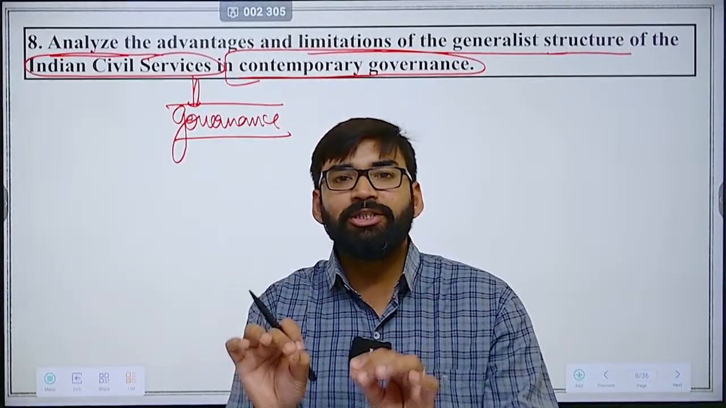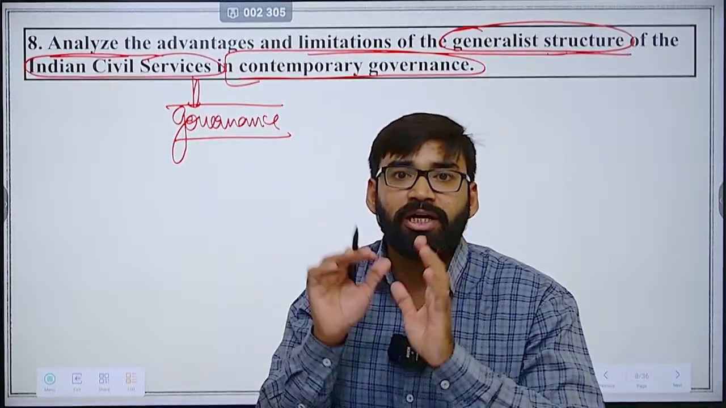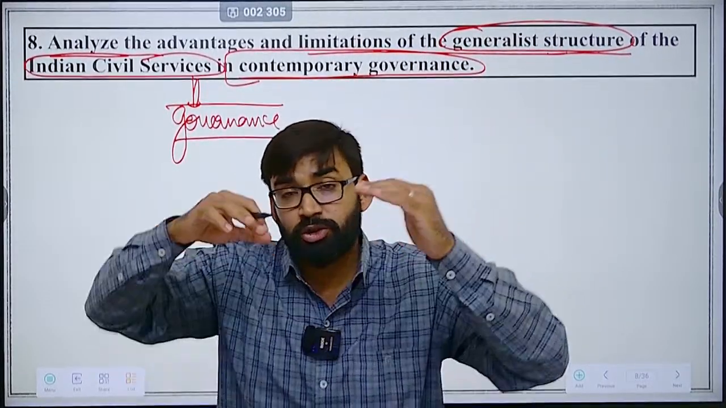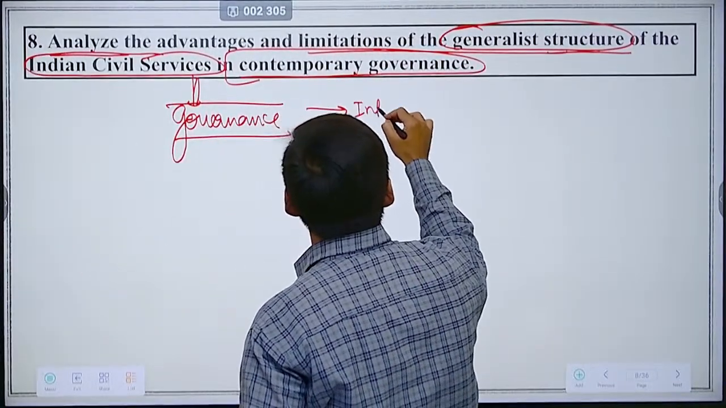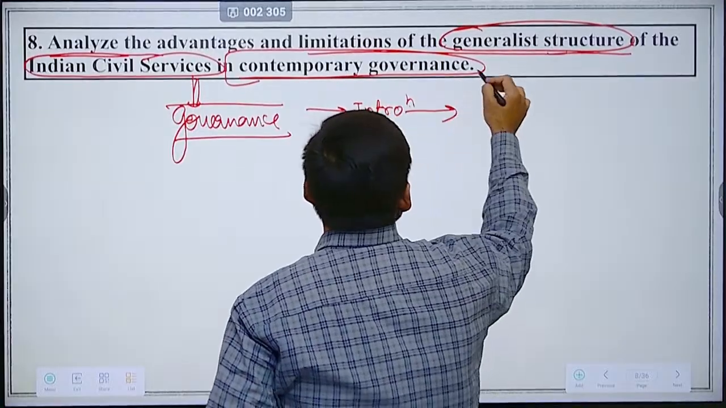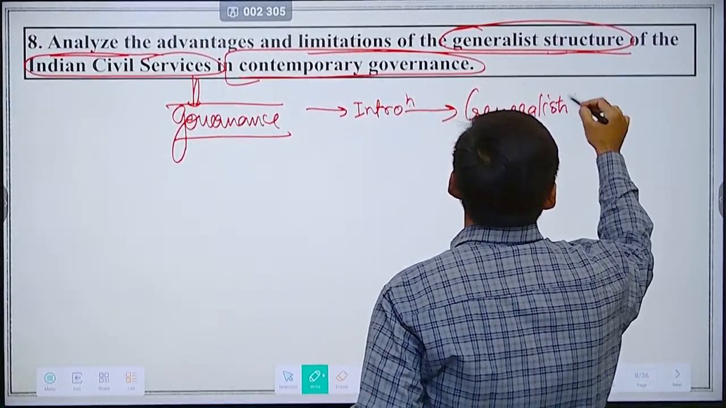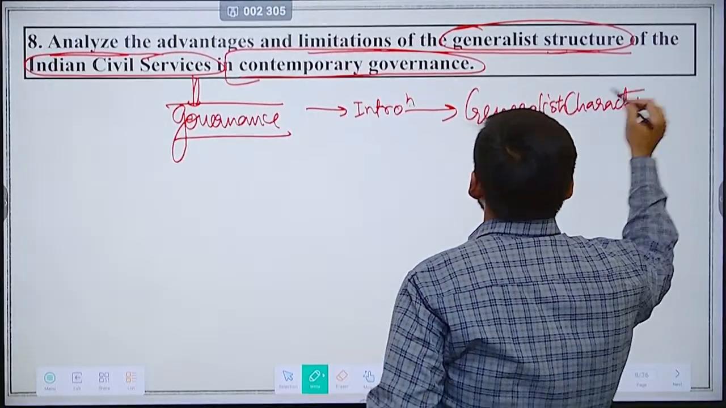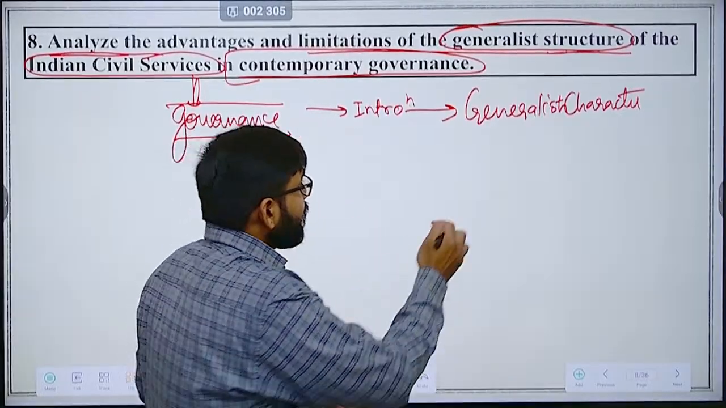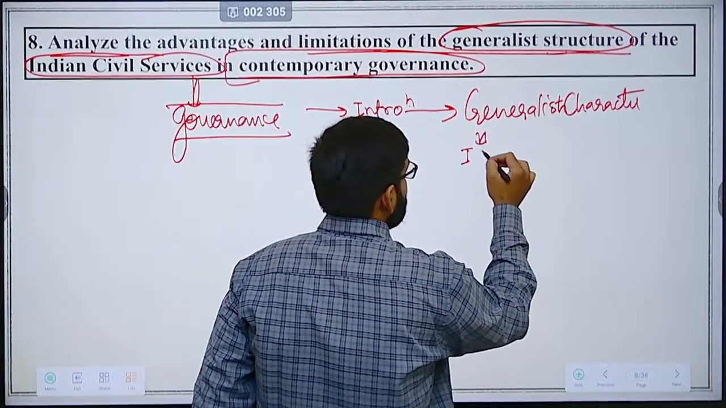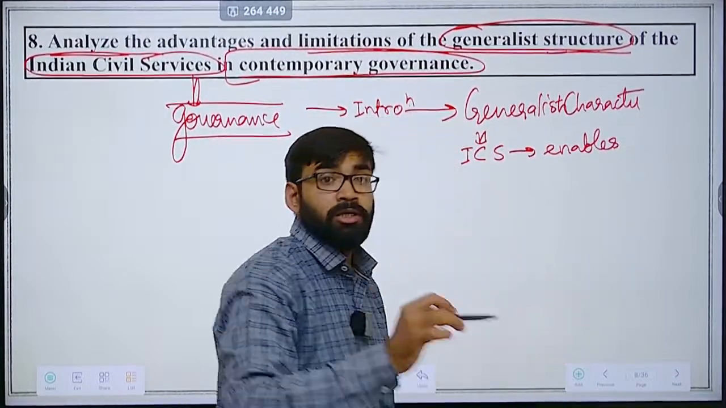Clear? First they have mentioned the generalist character or generalist structure. So let me tell you, you can start your introduction from this only. Fine. So how are you going to write the introduction? First of all, you can mention the generalist character. The generalist character of Indian civil services actually enables what?